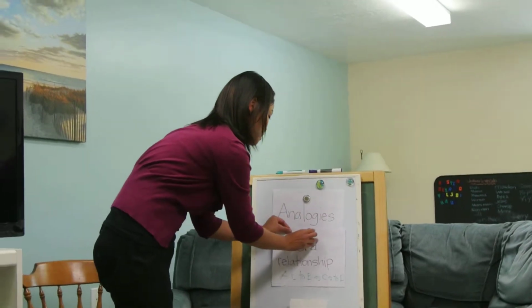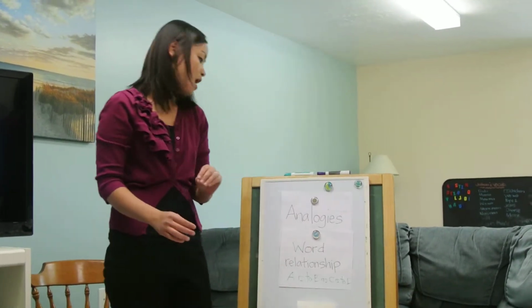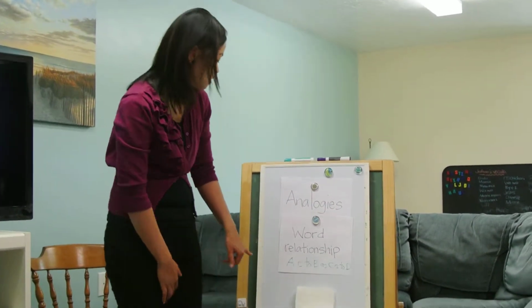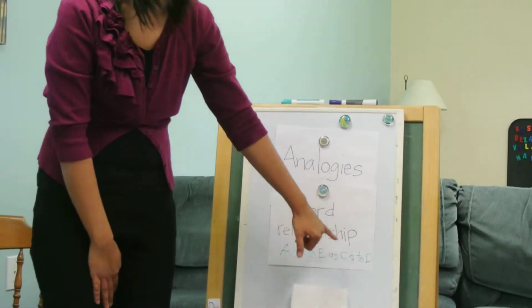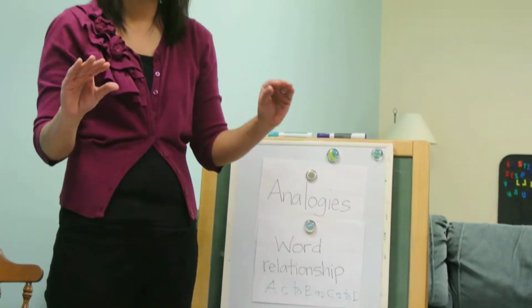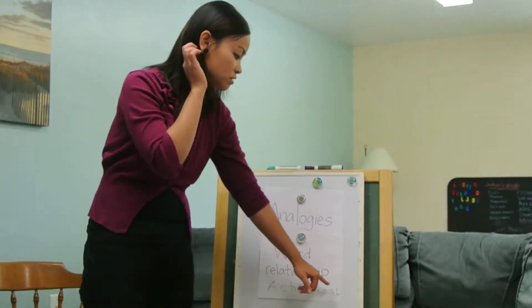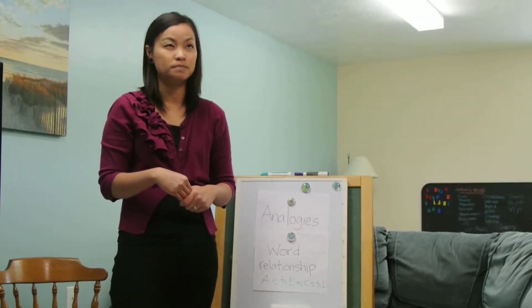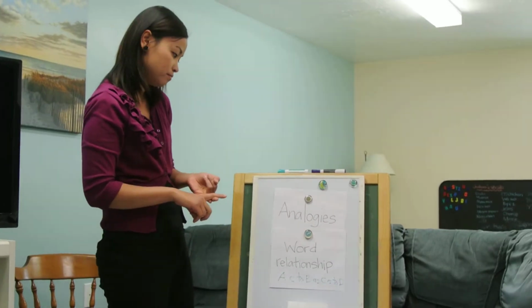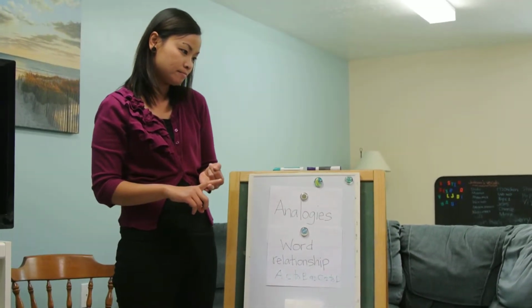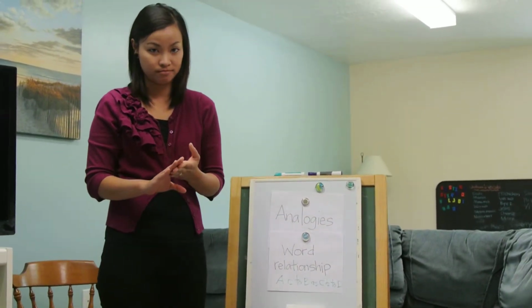In other words, analogies are word relationships. As you can see here at the bottom, I've written A is to B as C is to D. That's the kind of structure that an analogy would have. A is to B as C is to D. Let me give you some examples. Let's see. Apple is to fruit as red is to color.